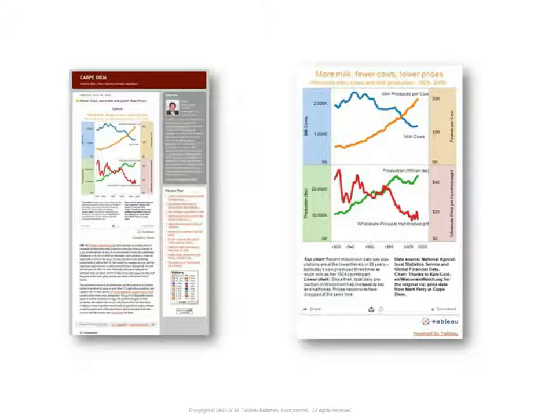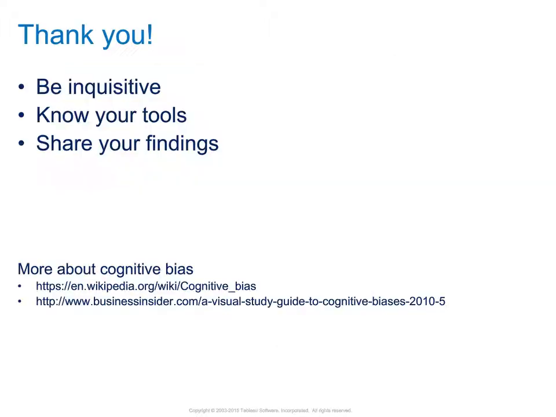So that brings me to my last slide. In summary, what I'm recommending is that you should be inquisitive when you're working with data. You should know your tools, and you should share your findings with others, in particular because sharing your findings is precisely the way to protect yourself from your cognitive bias in your data analysis and actually find out if your data analysis is correct so that your decision is the correct one. So thank you very much, and I'm now ready for questions.